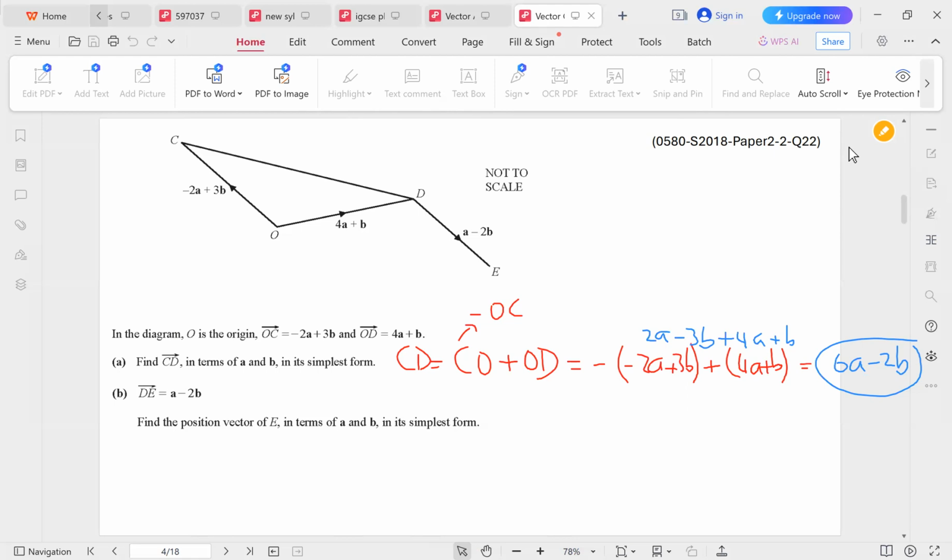So actually, this is an easy question. It's not very advanced or anything. It just looked a bit different. So this is why I put it in this video. But it turns out it's an easy question. So anyway, we want the position vector of E.